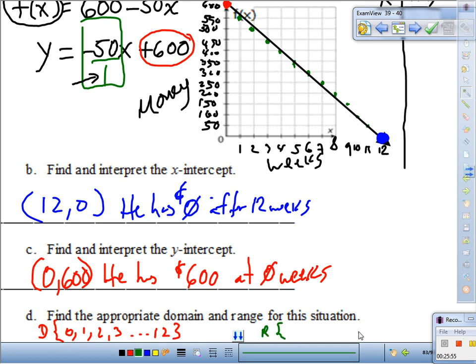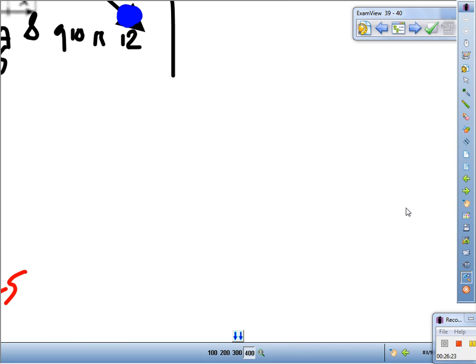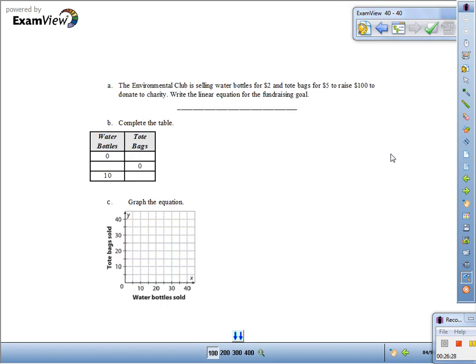Therefore, what is our range? Where do we start? At what? At 0, and then 50, then 100, then 150, dot, dot, dot, all the way to what? 600. That is correct. And that was number 39. And the last one, number 40. This is probably the easiest one.